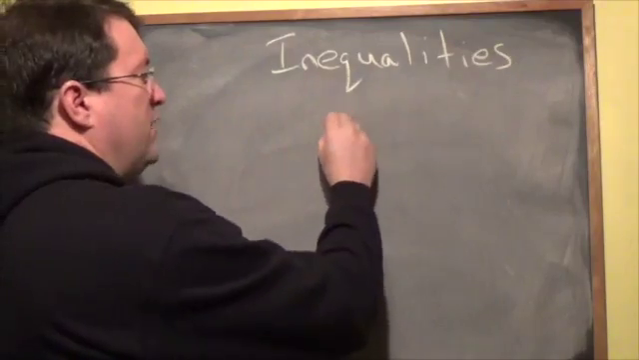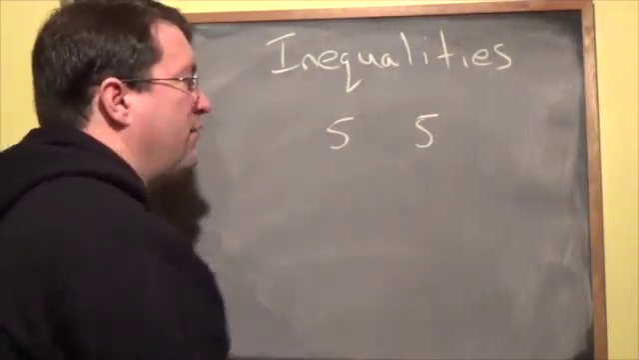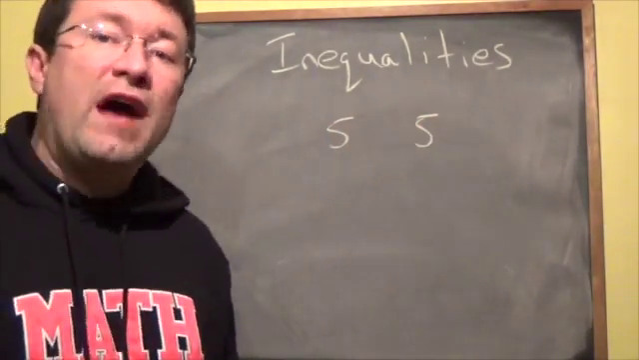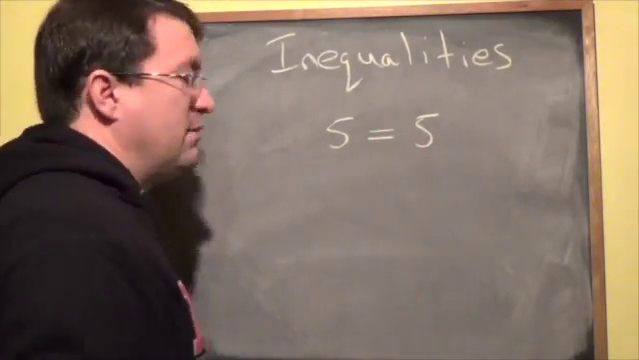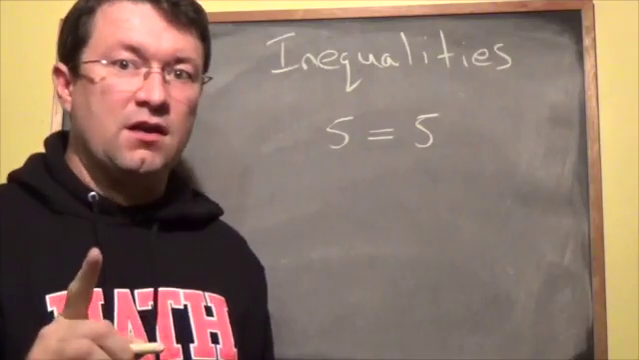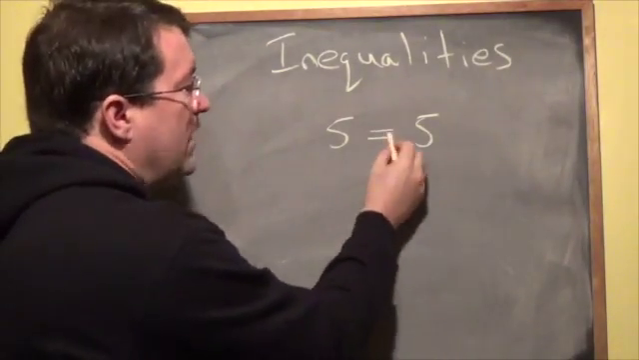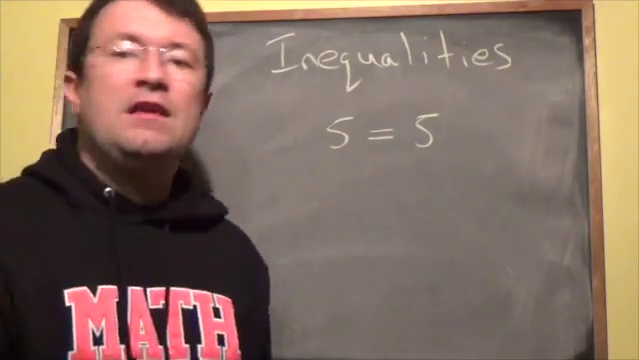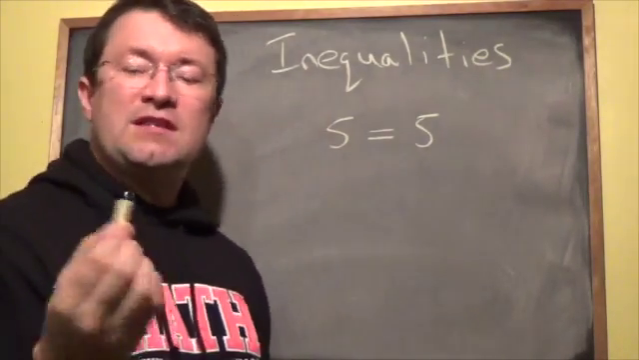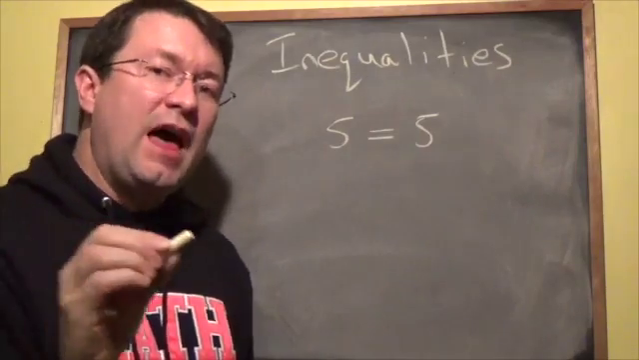So for example, if we started off with 5 and 5, those two values are equal. So we would put the equal sign in between them. But let's talk about that equal sign here. What you've got here are two parallel lines. Now, we get so used to that we don't exactly appreciate the genius behind this.